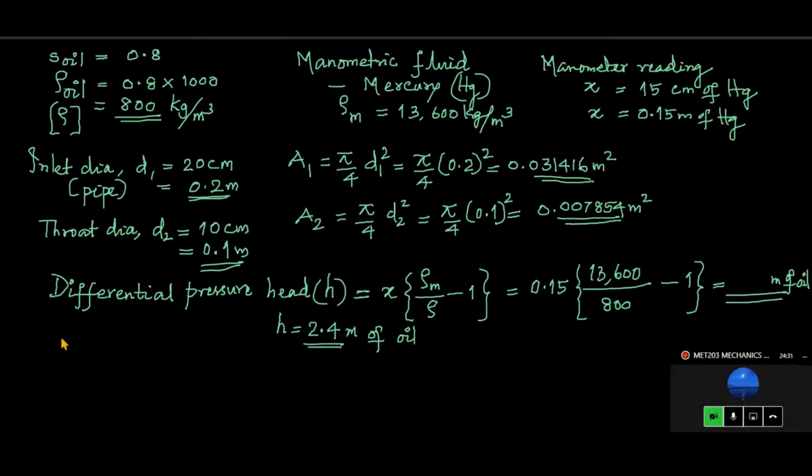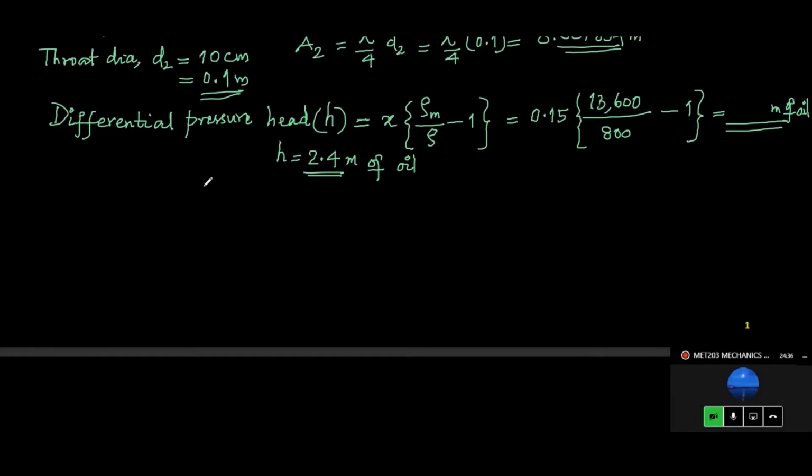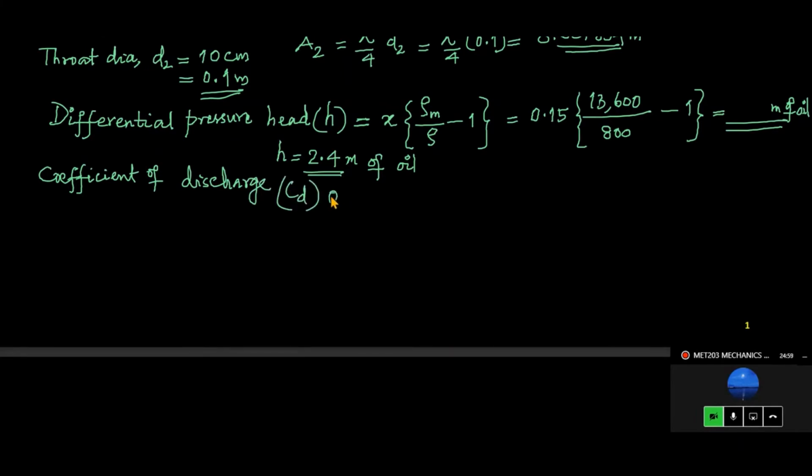This is H. And now it's a question of substitution only. So we have A1, we have A2, we have H, and then the value of CD. That is also given in the question. You don't have to assume. If you have to assume, then you can take 0.98. Even otherwise, you can assume 0.98.